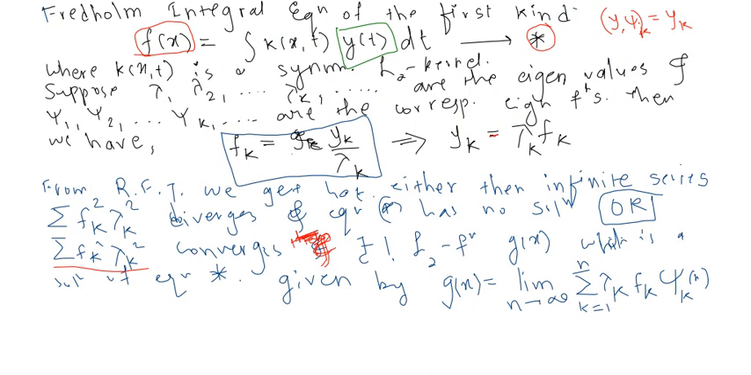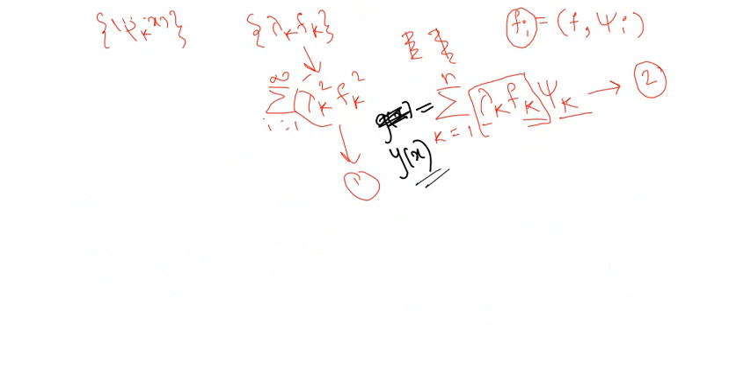And how do we check that? In place of y of t, I will have to substitute that series representation. Once I put that, I will be able to show that it is the function f of x. So I want to show that f of x is equal to the integral of k of x comma t times the summation of lambda k f k xi k of t dt, because this is our y of t.